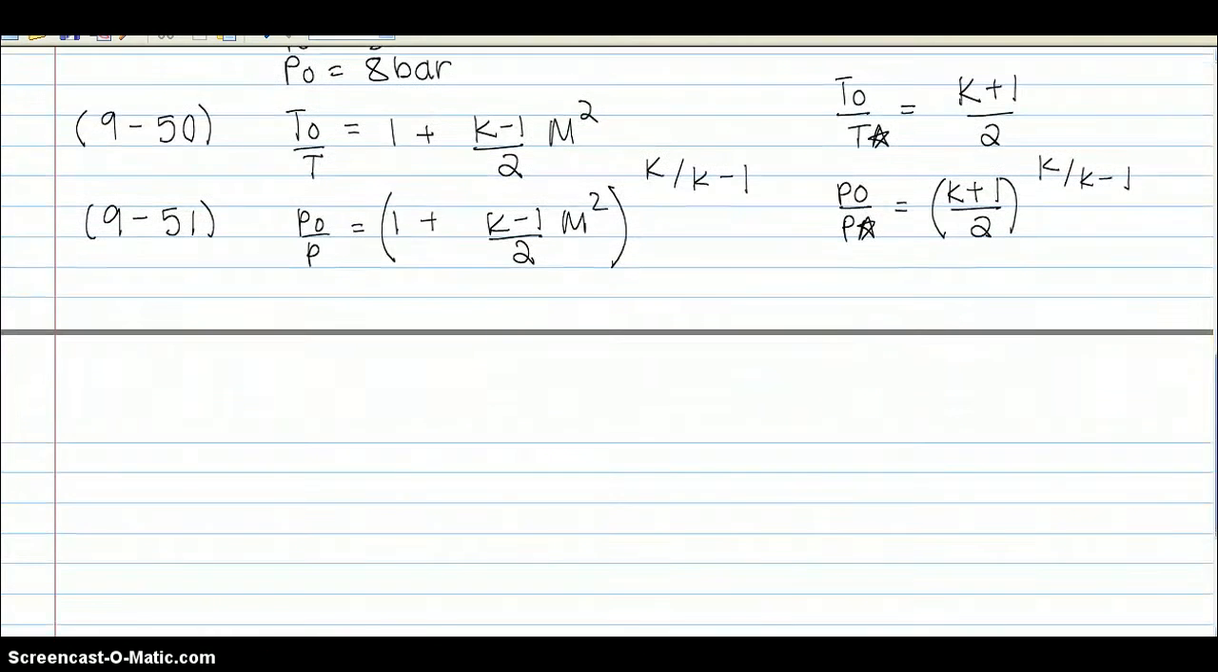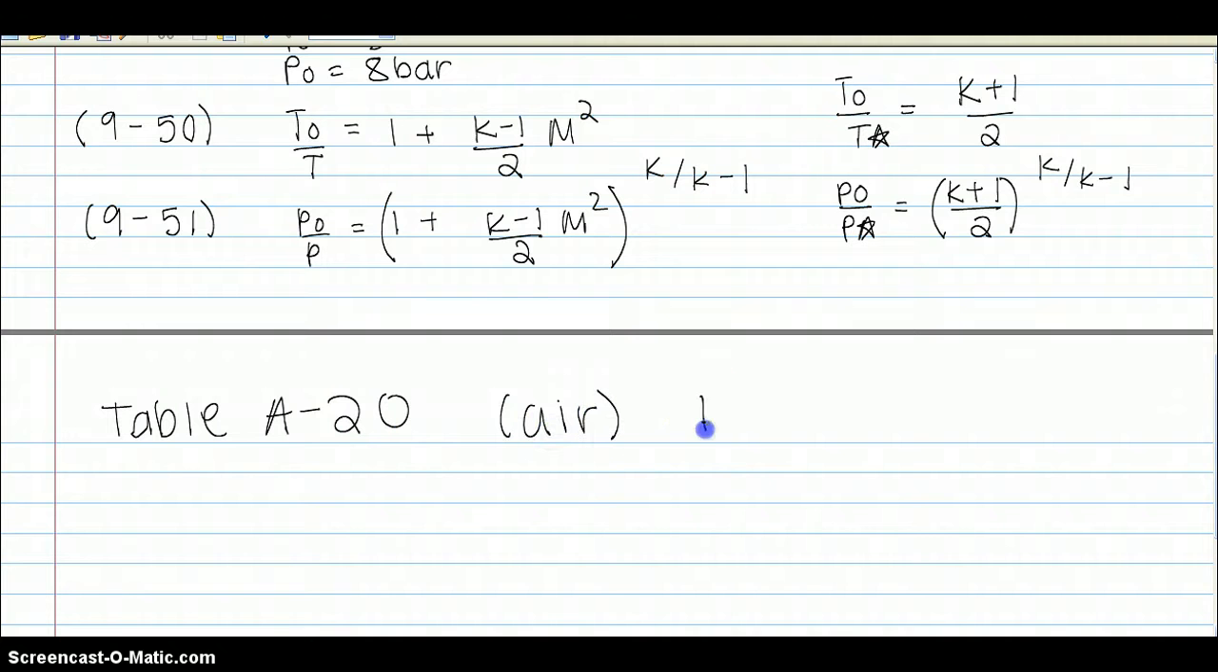So we're going to go to our ideal gas tables, and we are solving for air. So you're going to go to table A20, and you're going to look under air, and you're going to get the K value is going to be 1.4, and you're going to use temperature as 500.